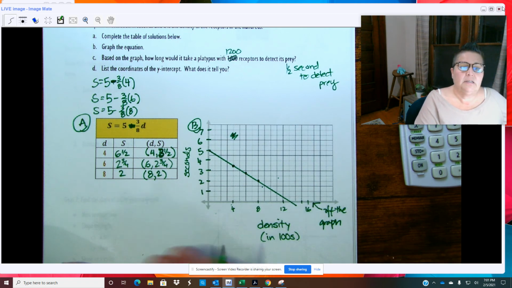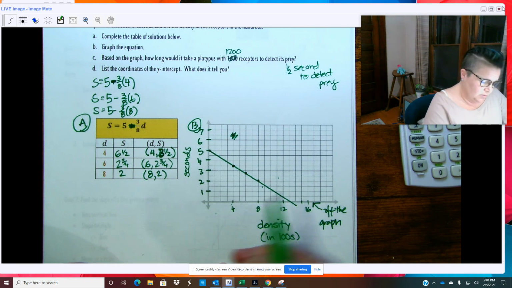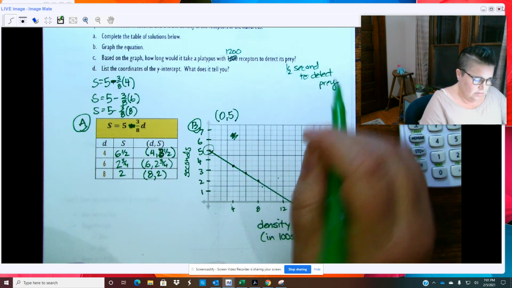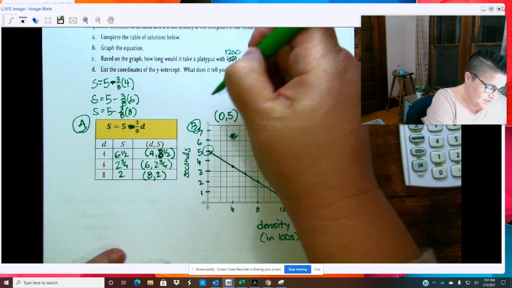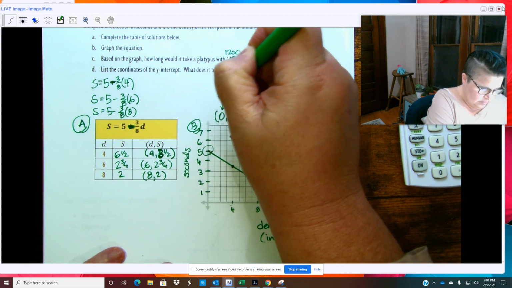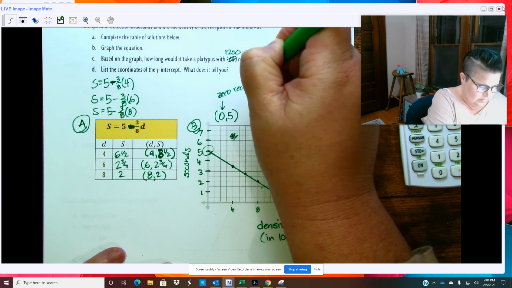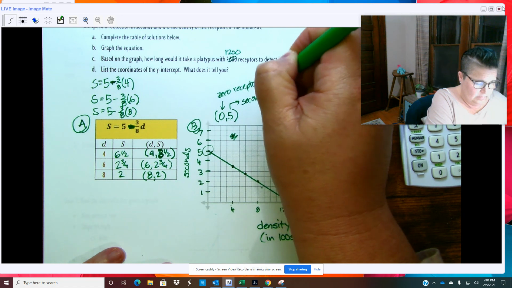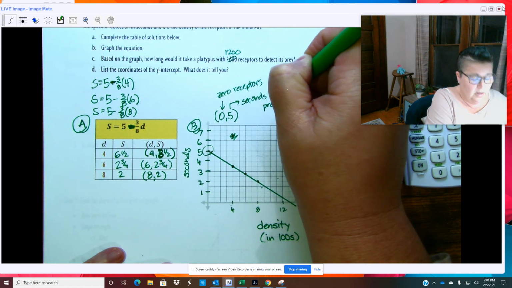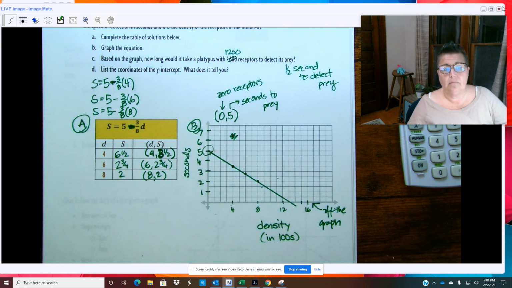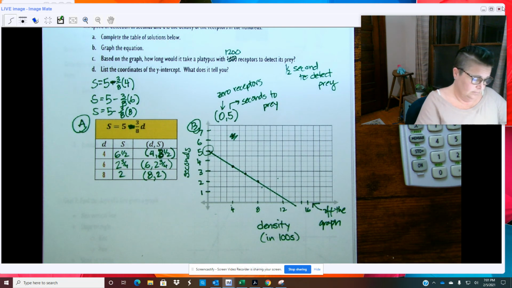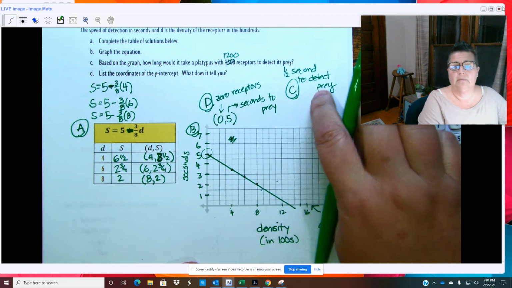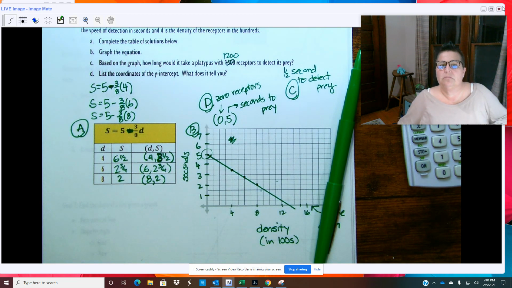Okay. List the coordinates of the y-intercept. What does that tell you? The y-intercept is over here, and it's at 0, 5. And this tells me that if we have 0 receptors, then it's 5 seconds to find the prey. I'm sorry, to detect the prey. Right? So let's see. C, I had to mix up a little bit, and there's D. So C was not my best question.